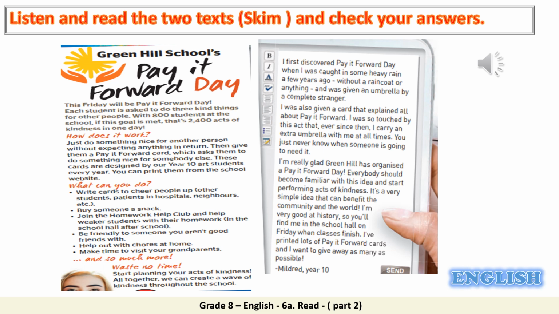I'm very good at history, so you'll find me in the school hall on Friday when classes finish. I've printed lots of Pay It Forward cards, and I want to give away as many as possible. Mildred, Year 10.